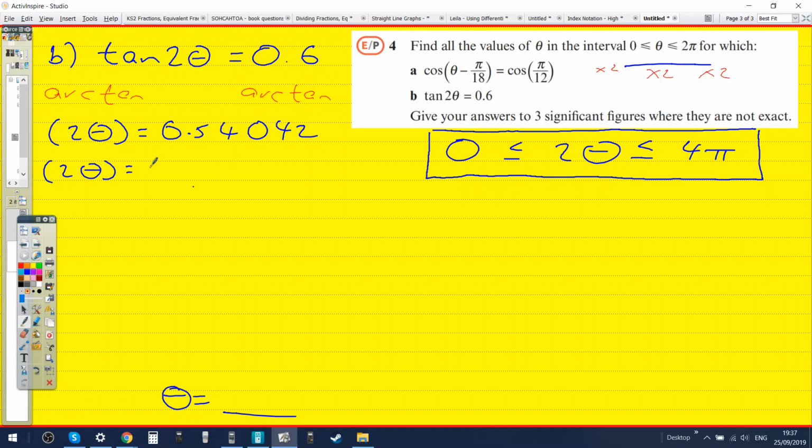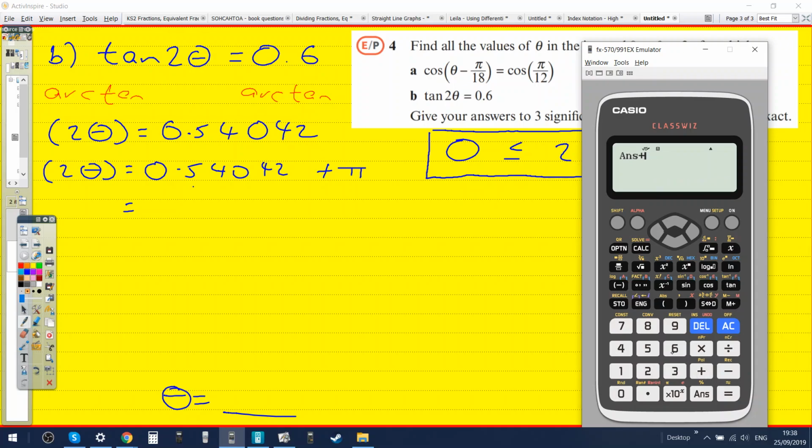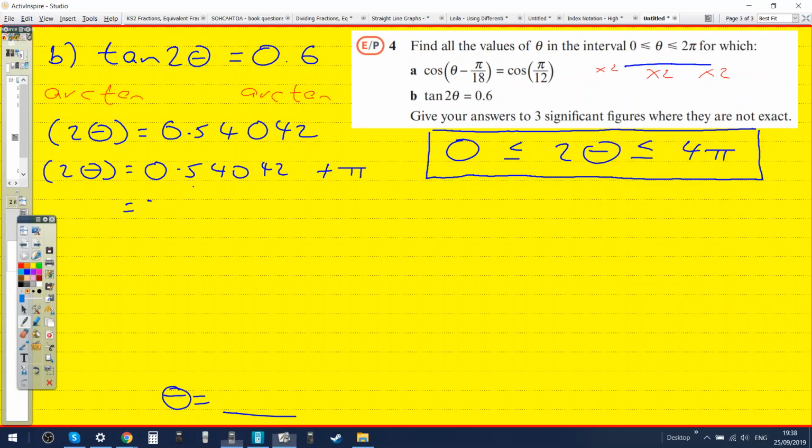So was your first one 0.54042? 0.540, yeah, 42. So they said final answer to 3 sig fig, so I'm using 5. So you're doing that plus pi. Yeah, which I got to 3.68159. The last few numbers may be a bit different because I used 0.540, which I probably shouldn't. Yeah, so we'll just keep it as 5 sig fig. So 3.6820. 3.6820.